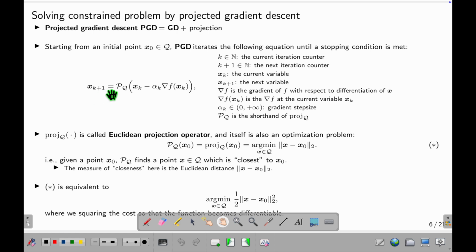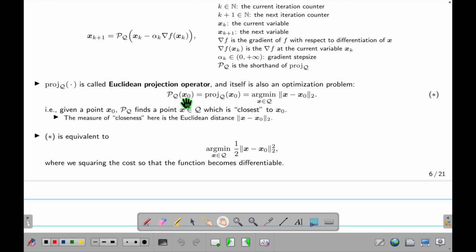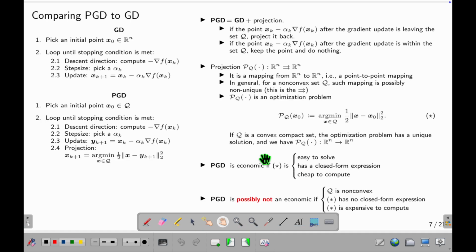Then what is this P thing? This P, at a particular point, a fixed x, is to solve this optimization problem. So the projection step is an optimization problem. You are casting projection as minimizing this. And importantly, this is to find the x in Q closest to your x star. That's the meaning.